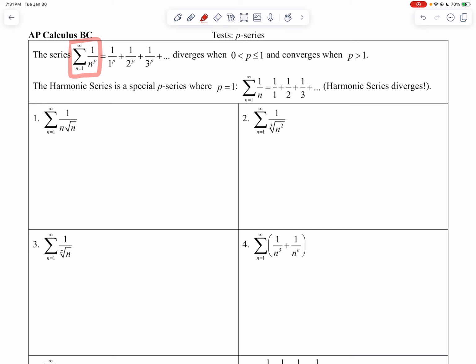Your series will diverge when p is between 0 and 1, and it will converge when p is greater than 1. If p is exactly 1, it diverges, and it has a name, which is a harmonic series. So if you have 1 over n, you have 1 over 1, plus 1 over 2, plus 1 over 3, plus 1 over 4, and so forth.